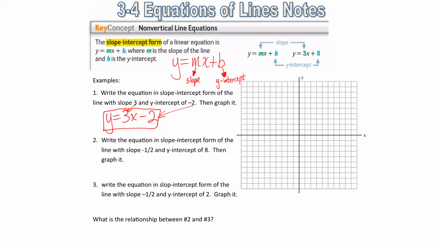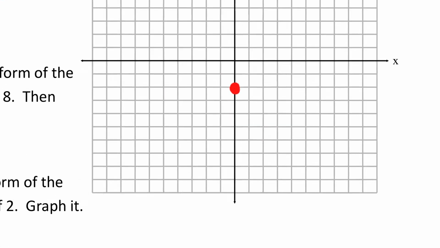Okay. So to graph that equation, what do I want to start with? The y-intercept. Okay. So where does this one cross the y-axis at? At -2. So what I'm going to do is go to the y-axis right here. I'm going to go along there until I find -2. So there's 0. It's right there. Okay, so this line I'm about to draw goes through that point.